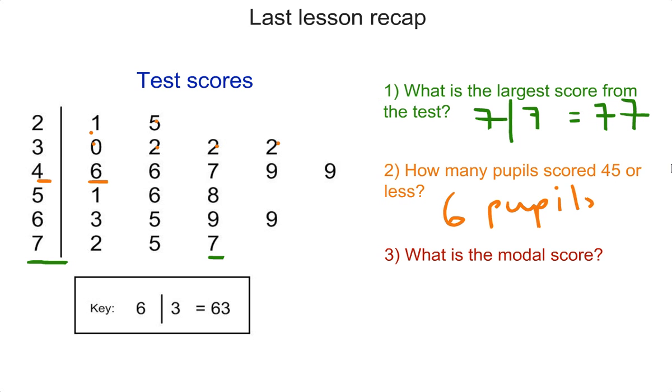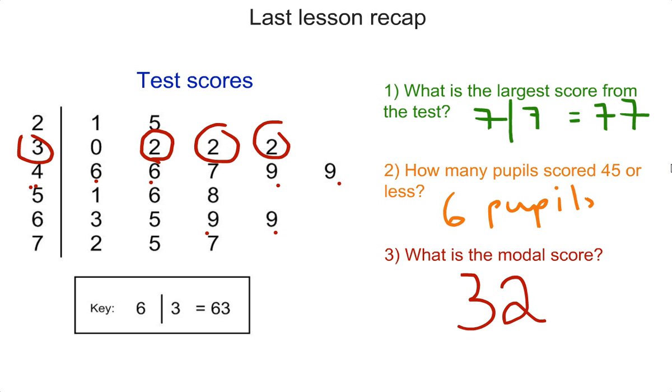And last but not least, the modal score. Well, the modal one is quite simple. The modal one is the one that you see the most of. Now, if we have a look very carefully, you can see there are 2 69s, there are 2 46s, 2 49s, but there are 3 32s. So the answer is 32. Fantastic, well done. I hope you got all that right.